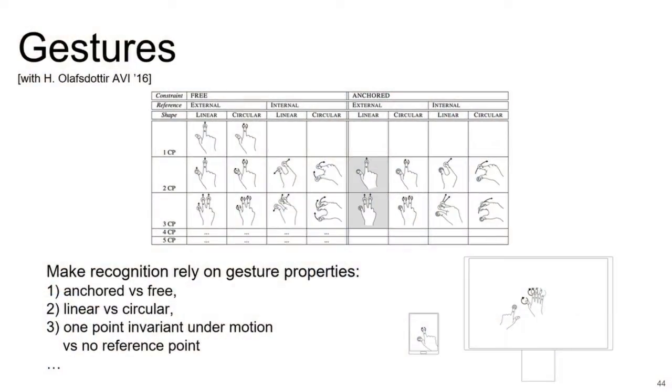So by recognizing some properties as opposed to the exact gestures, it makes it possible for users to perform different variations of the same gesture. For example, these two gestures that you can see on the bottom right are the same, they activate the same command, but one is more appropriate for a small handheld screen like a tablet, while the other is more appropriate for a large vertical screen like a Surface Hub.